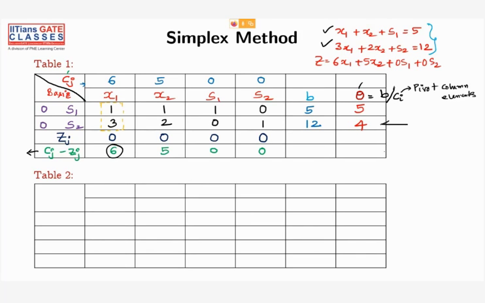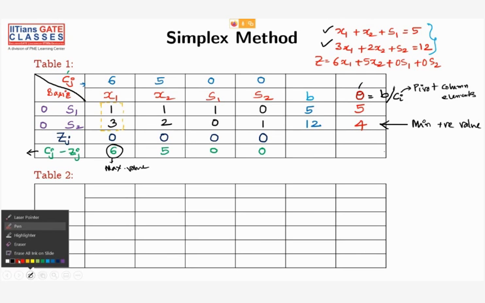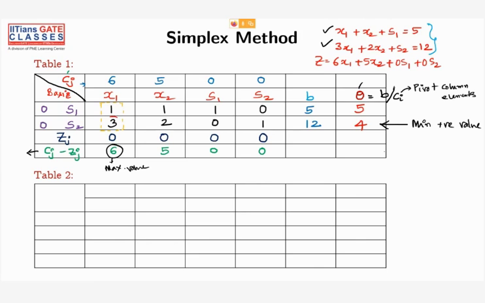What is the minimum positive value in these two? This one, right here, the minimum positive value. This is the maximum value. Now take the corresponding row. There is one element here, and that element is 3, and this 3 is called your pivot element.